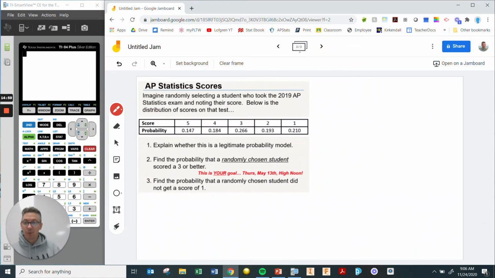We'll go back to the Jamboard here, and we will answer these questions. All right, question number 1, explain whether this is a legitimate probability model. Well, I have to identify a few things. First off, does it have every outcome in it? It has 5s, 4s, 3s, 2s, and 1s, and that is the only thing you can possibly get on an AP exam. There is no score of a 6, you can't get a 3.7, you can't get a 0.